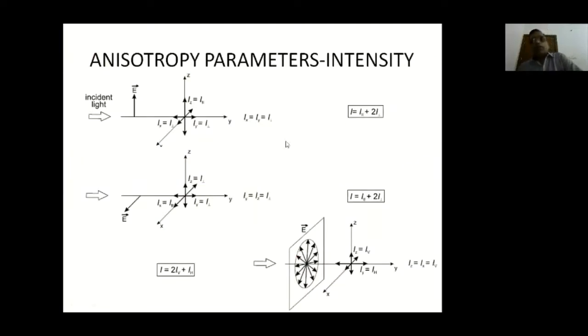So when you try to measure this anisotropy, there are certain parameters you should understand. When you do anisotropy with a steady state fluorimeter, you call it steady state anisotropy. You can also do this anisotropy in a time resolved mode. That becomes a time resolved anisotropy.